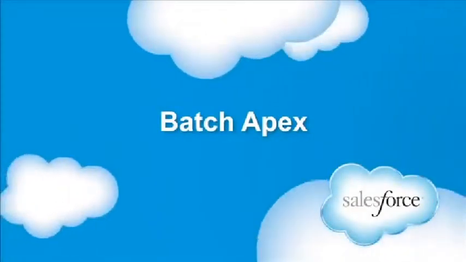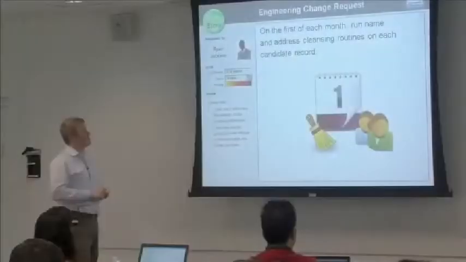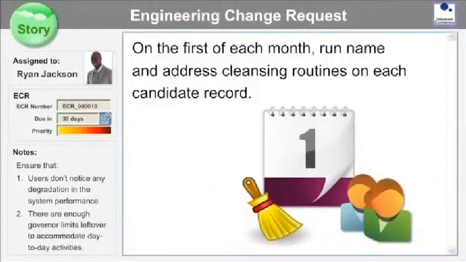Batch Apex. All right, so Batch Apex. So here's one of our engineering change requests. On the first day of each month, run name and address cleansing routines on each candidate record. So before Batch Apex, you'd have to pull your data out using something like Data Loader, make modifications, and then push it back into Salesforce via an update call. With Batch Apex, we can create logic for doing something like this that runs up there on the Salesforce servers.